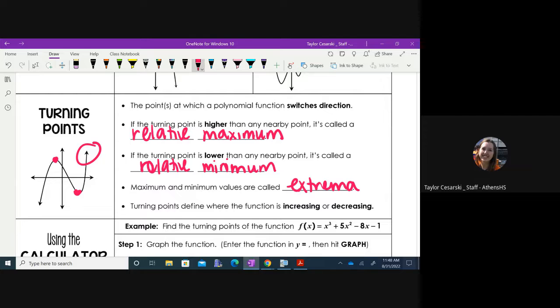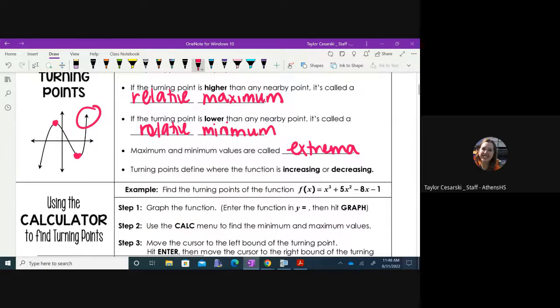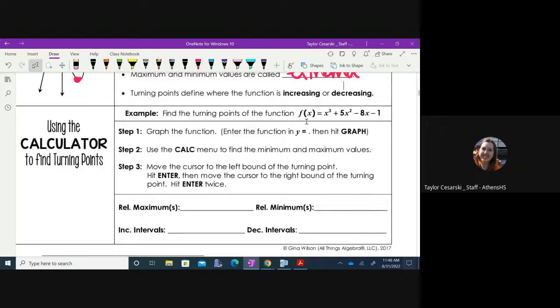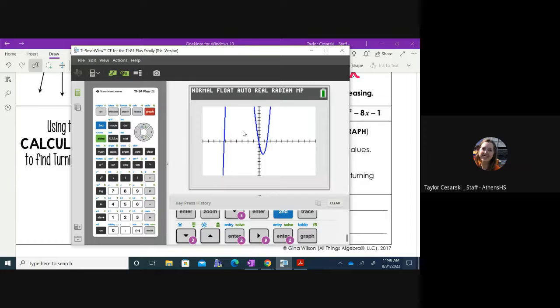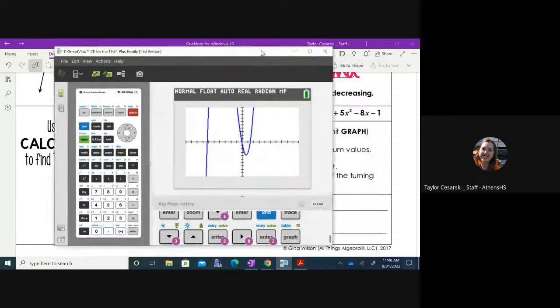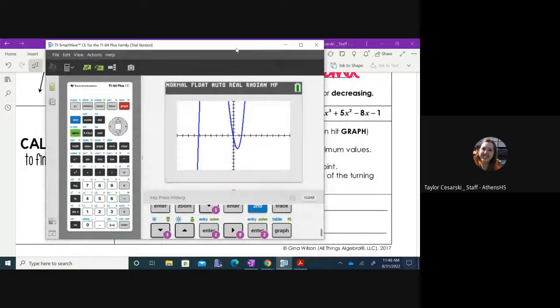So now we're going to do an example using the calculator. I want you to get out your calculator and type this function into your calculator. Now I already have this one typed in. And you can see when you look at it right here, I can't really see the maximum, so we'll go up to that in a second. So it asks us to find both the maximum and the minimum relative. So I'm going to start with the minimum since I can see it there.